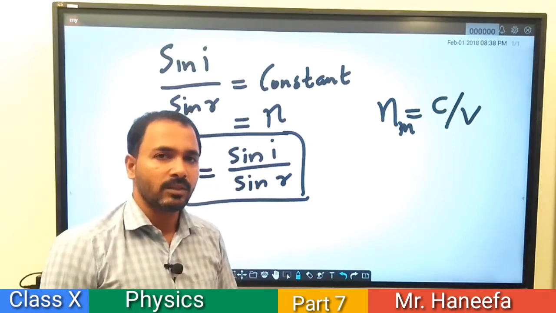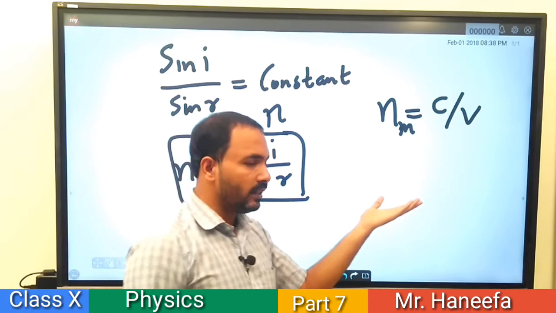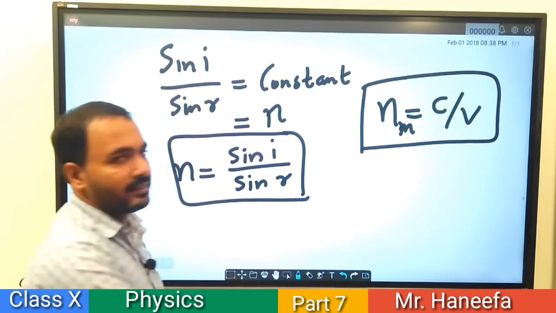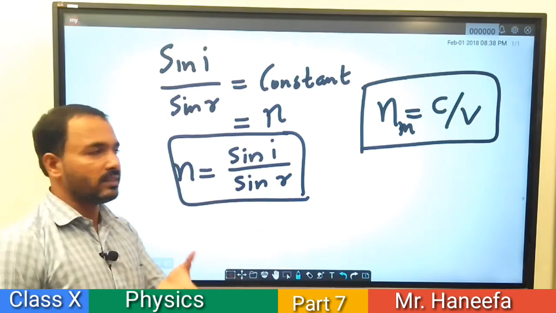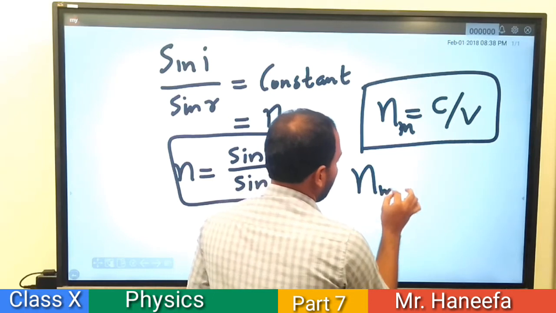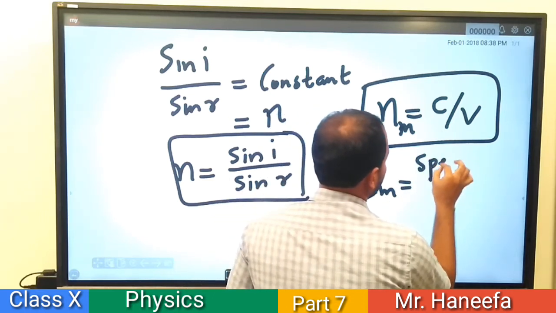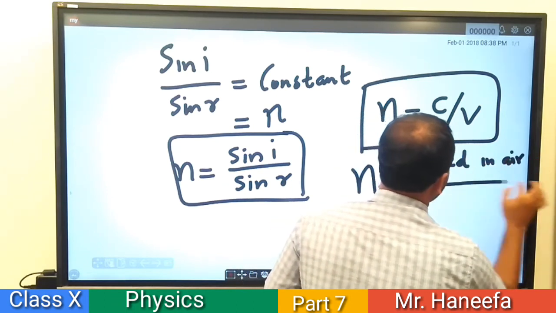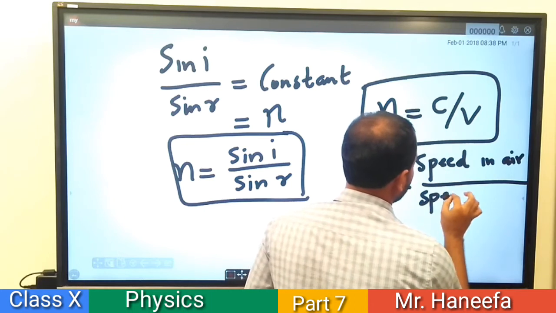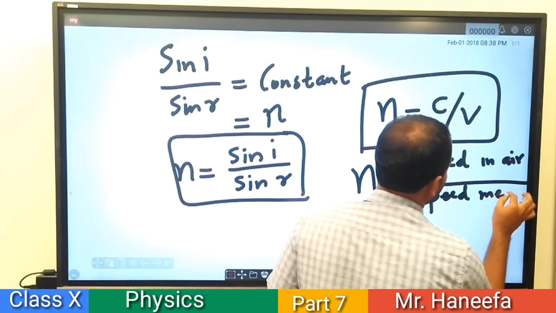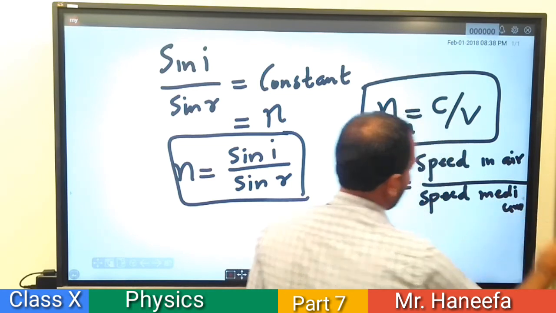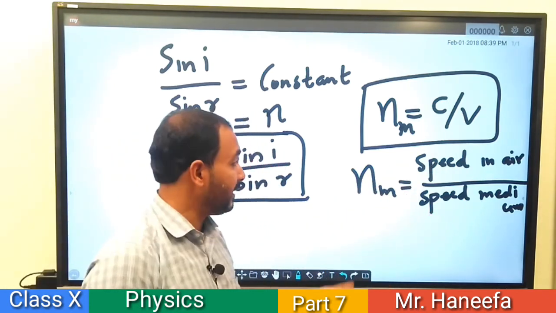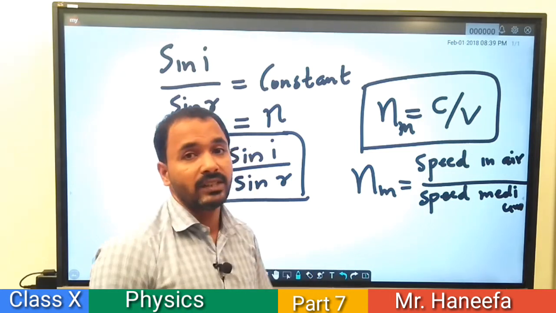What is c? Speed of light in air. What is v? Speed of light in medium. So this is another equation to find refractive index. What is the refractive index of the medium? nm equals speed of light in air divided by speed of light in medium. That ratio is called the refractive index of the medium.